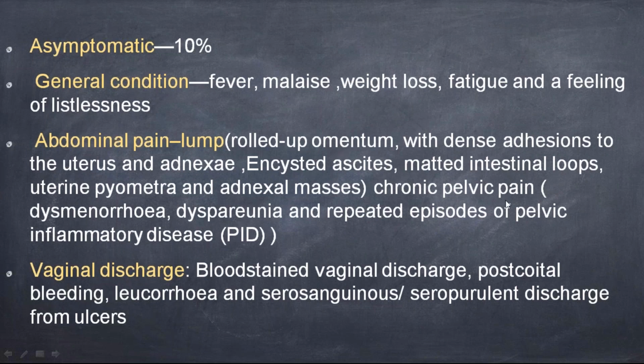So abdominal pain, chronic pelvic pain. Why chronic pelvic pain? There may be dysmenorrhea, dyspareunia, and repeated episodes of pelvic inflammatory disease. So these are all symptoms. And vaginal discharge, postcoital bleeding, blood-stained vaginal discharge, leukorrhea, serosanguinous and seropurulent discharge from the ulcers.